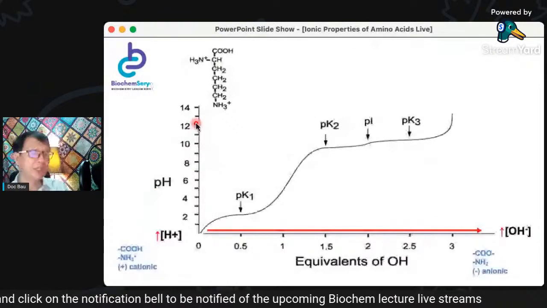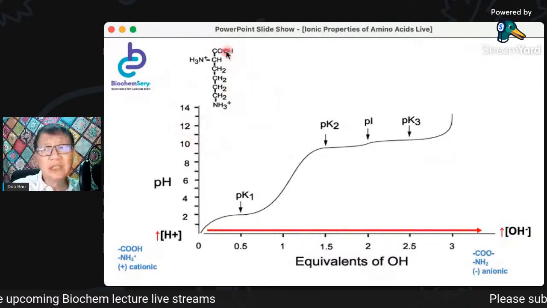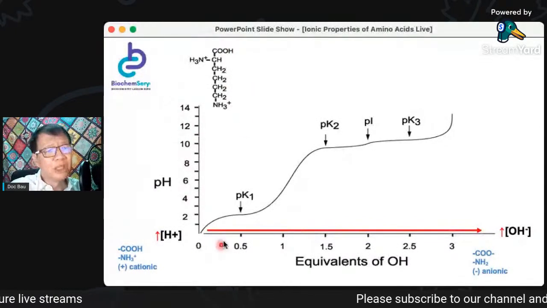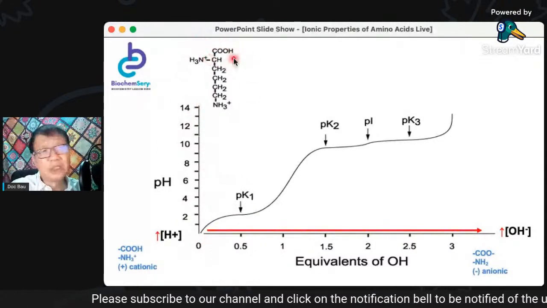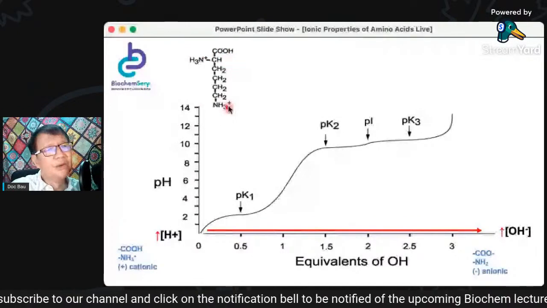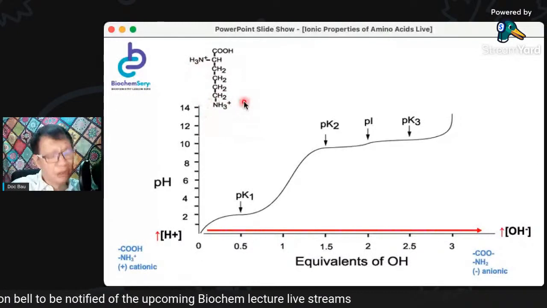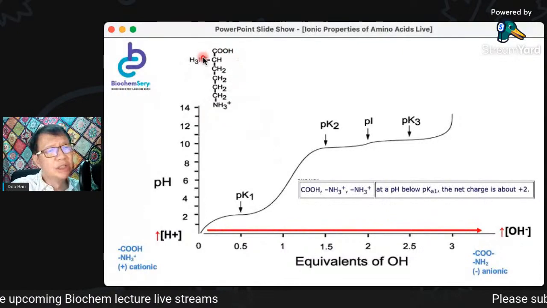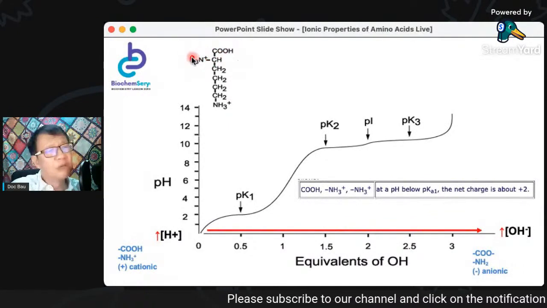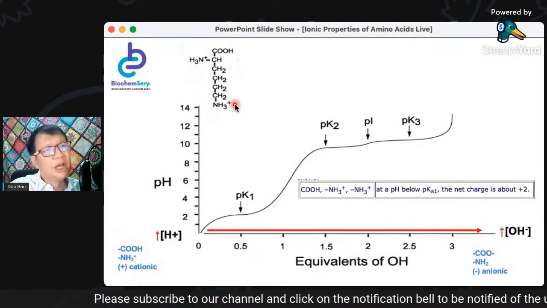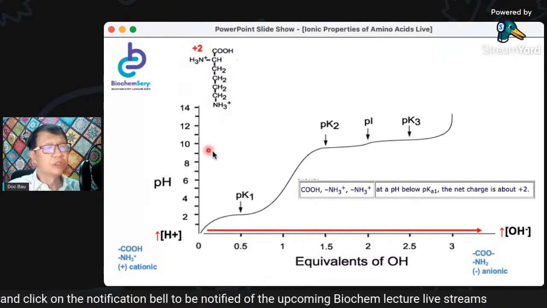So let's titrate. This is your lysine at very low pH. We can see that your alpha carboxyl is protonated, your alpha amino is protonated, and your epsilon amino is protonated. So these will be our moieties. Your carboxyl group is protonated with no charge, your alpha amino is protonated, plus 1, and your epsilon amino is protonated, plus 1. So the total is plus 2.